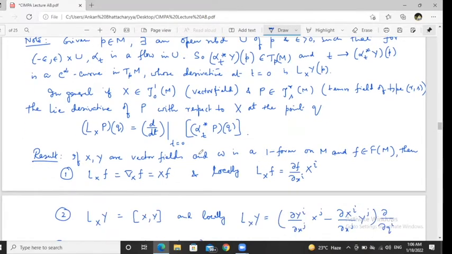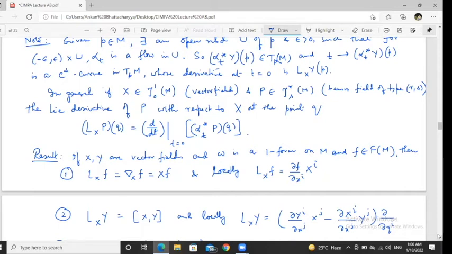Now, if X, Y are vector fields and omega is a one form, then for a function f belonging to F(M), L_X f and del_X f are the same, that is Xf. And its local form is L_X f equal to X^i del f by del x^i.